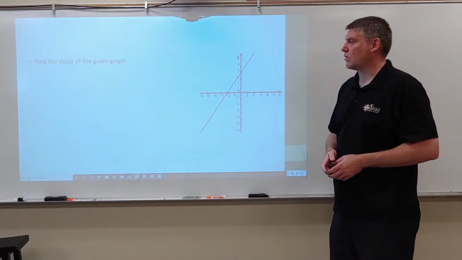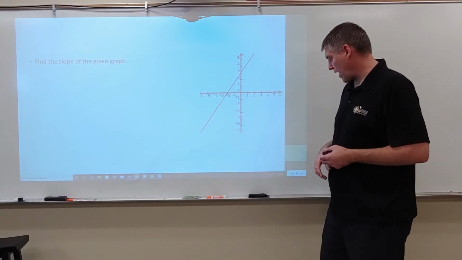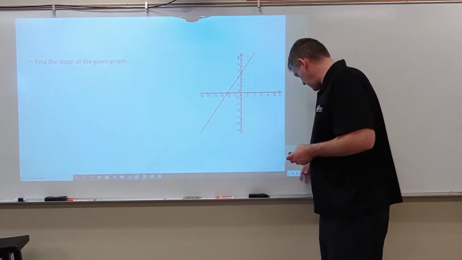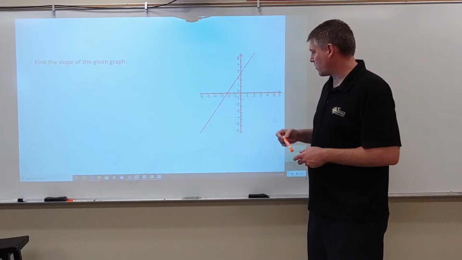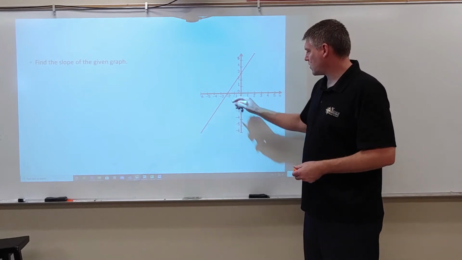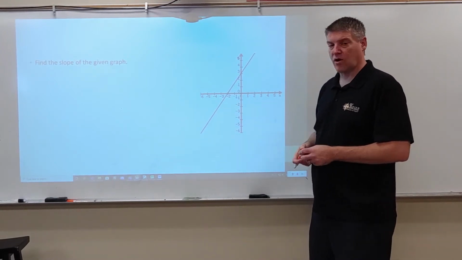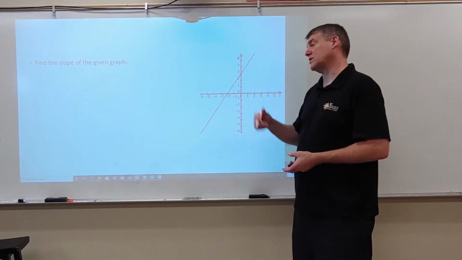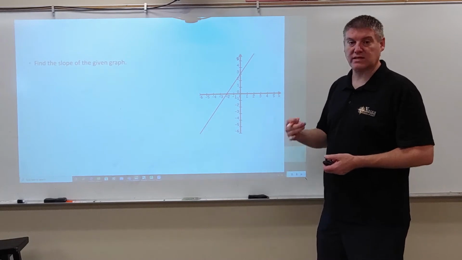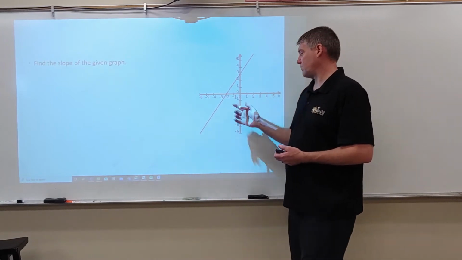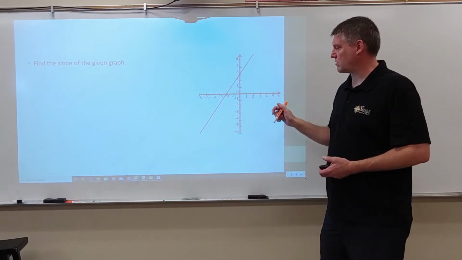So here's our first one. It says find the slope of the given graph. When I look at this, I notice that it crosses a point here and crosses a point here. So what I'm going to do is physically count up and over. If I have to go up, it's positive. If I go to the right, it's positive. If I go down, it's negative. If I end up going left, it's negative. But most of the time, we talk about going to the right.